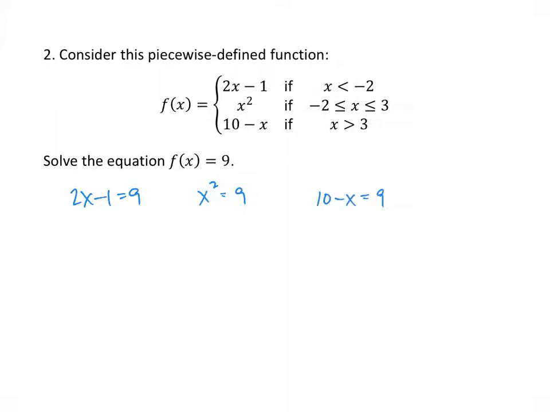So 2x minus 1 equals 9 gives us 2x equals 10, and x equals 5. So does that solution fit with the inequality for that case? Is 5 less than negative 2? No. So that means that we throw that solution away.